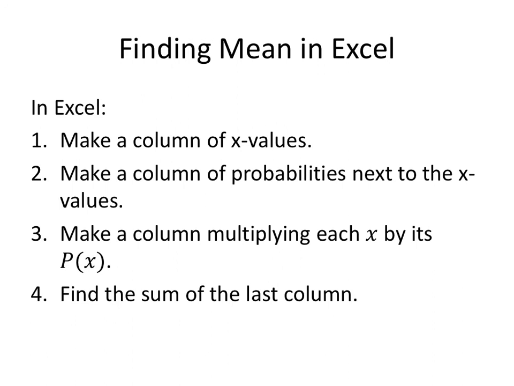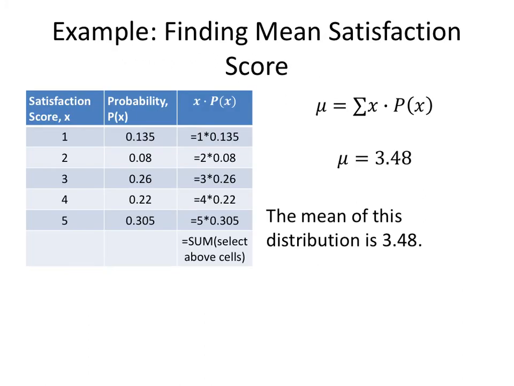To find the mean in Excel, you will have a column for your x values, a column for the probabilities, and then you're going to make a column so that you can multiply each x by its probability and then find the sum of that column. Here you can see the general look of what this should look like. This is using the satisfaction score and those probabilities from the earlier example. And if you do that, the mean of this distribution is 3.48.